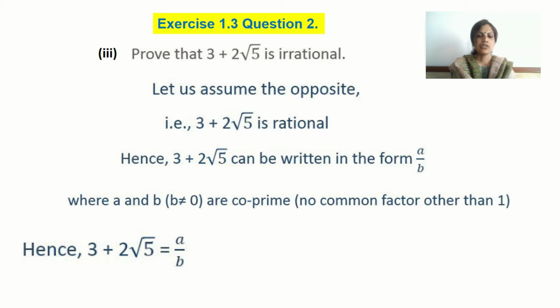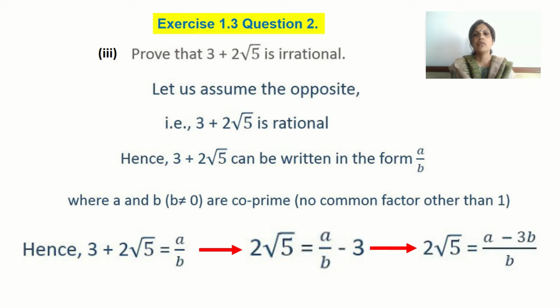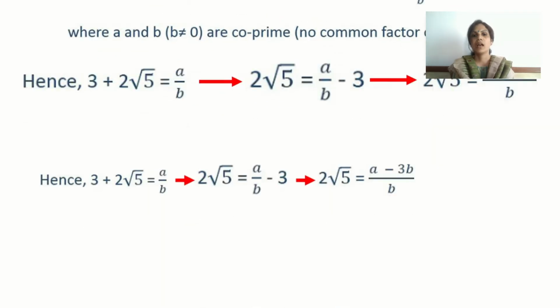Alright, now we'll shift this 3 to the right side. So we're left with 2 root 5 is equal to a upon b minus 3. Let's solve this right side. So 2 root 5 is equal to a minus 3b upon b. We have done a cross multiplication here. Let's move ahead. This is what we have written.